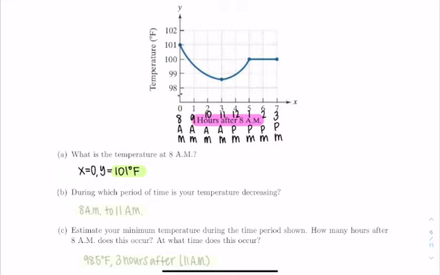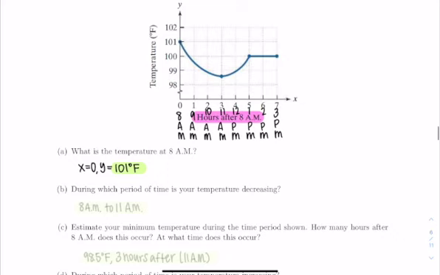During which period of time is your temperature decreasing? So that means when it looks like you would be able to slide down the graph. And so that's from 8 a.m. until 11 a.m., where then it starts to increase again, or from x equals 0 to x equals 3. So your temperature is decreasing or dropping from 8 a.m. to 11 a.m.